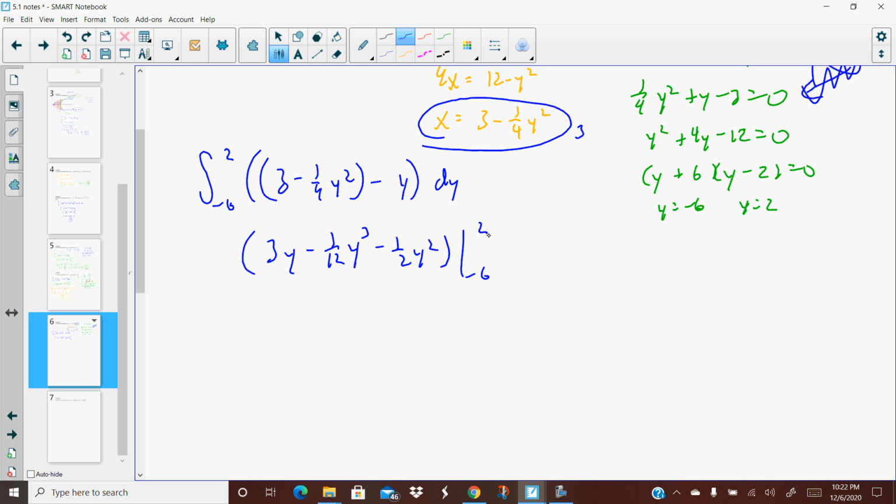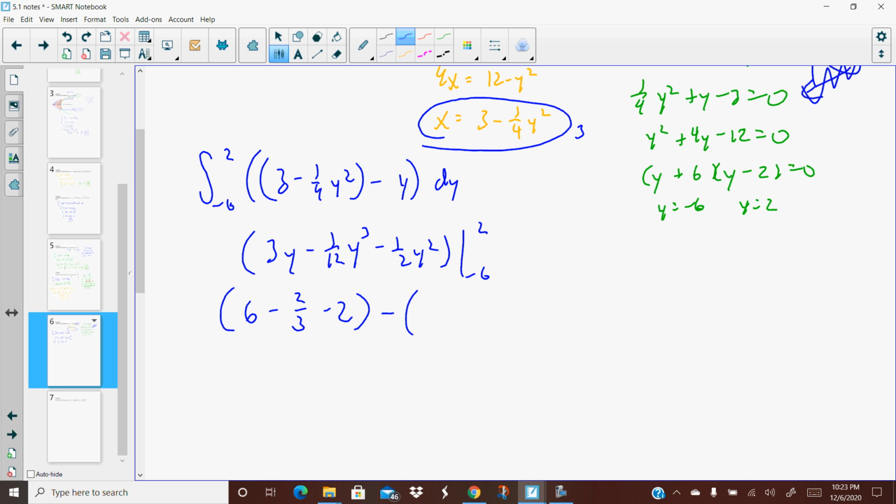And some of these numbers are probably going to get kind of big here. 2 shouldn't be too bad. If I plug in a 2, we get 6 minus 8/12. 8/12 is going to reduce to 2/3. Minus 2 squared is 4. Half of that is 2, so minus 2. That one's not so bad. Minus the second parenthesis is going to get kind of big.